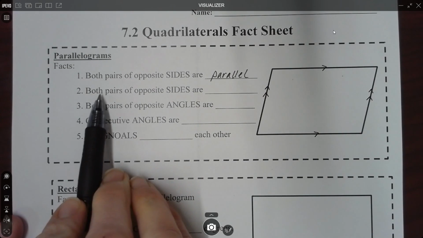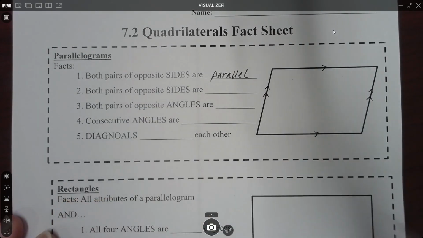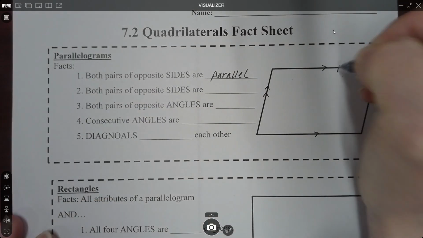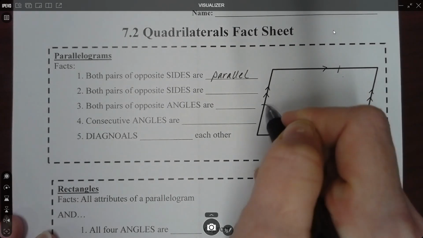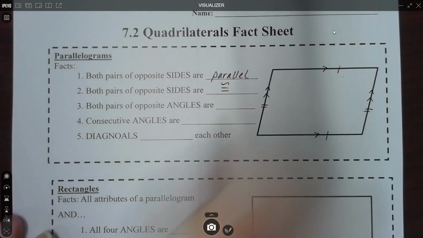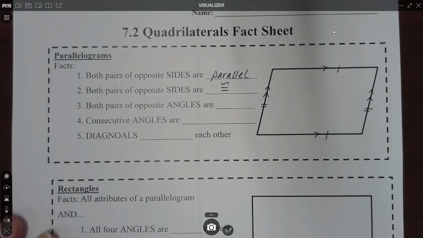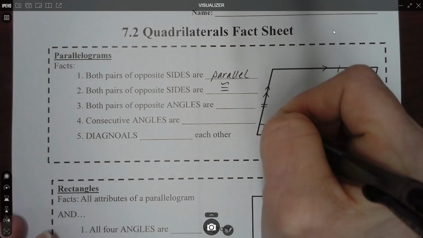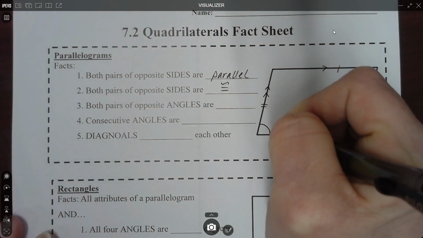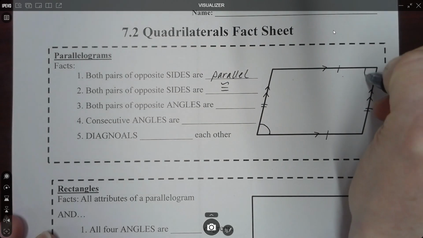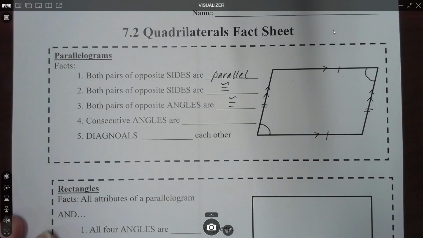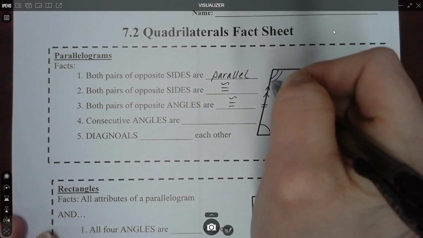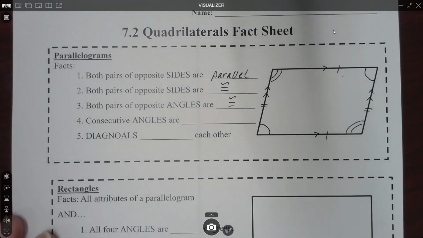The other is that both pairs of opposite sides are congruent. So this one and this one have to be congruent as much as this one and this one have to be congruent. Okay. We also know that both pairs of opposite angles are congruent. So this one and this one, those are opposite of each other. Those are going to be congruent, and that also means this one and this one are going to be congruent.